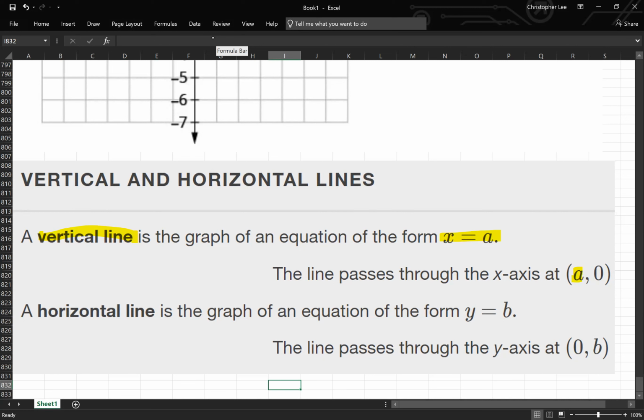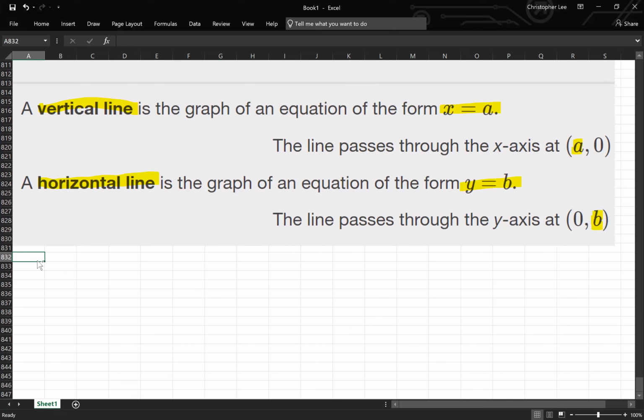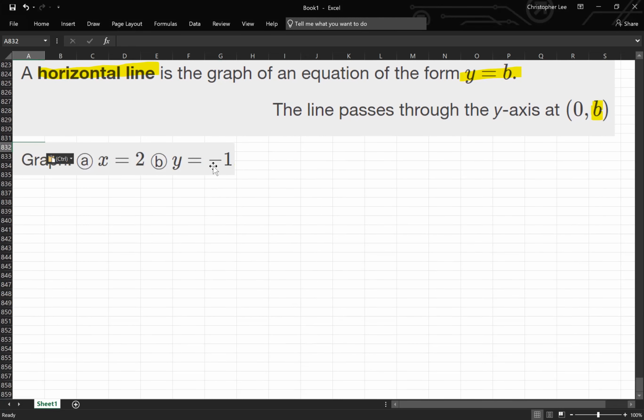A horizontal line is a graph of an equation of the form y equals b. This line passes through the y-axis at 0, comma b. All right? Questions on that? All right. This is actually really, really simple compared to what we just did. Like really, really simple.